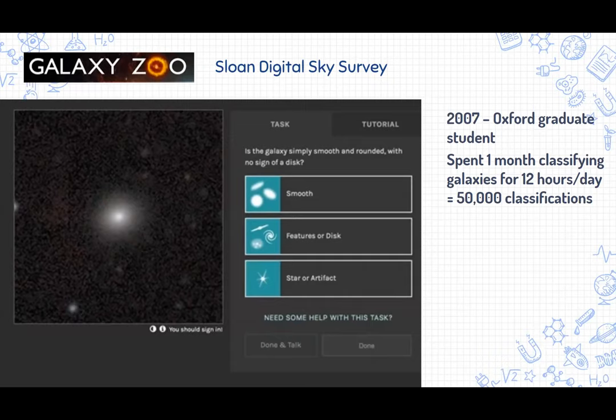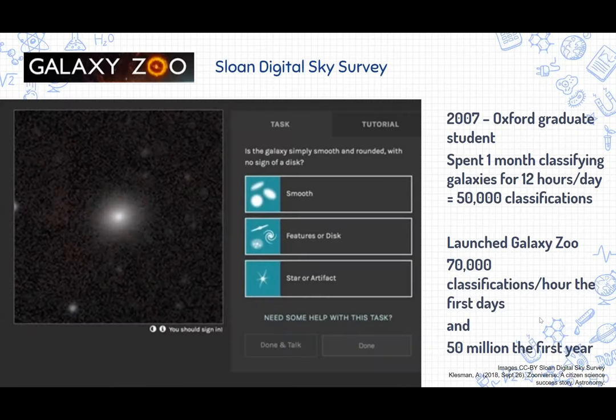So with such huge volumes of data comes the need for an increased ability to handle them. The initial images from this project were about 900,000 pictures of galaxies, and they were being classified by just a handful of people at Oxford, including a graduate student, Chris Lintott. Lintott calculated that one graduate student classifying images for 12 hours per day could only classify about 50,000 in 1 month. But he realized that it doesn't take years of studying astrophysics to recognize a galaxy's shape. It only takes a little bit of practice, and really anyone from school children to retirees could do it.